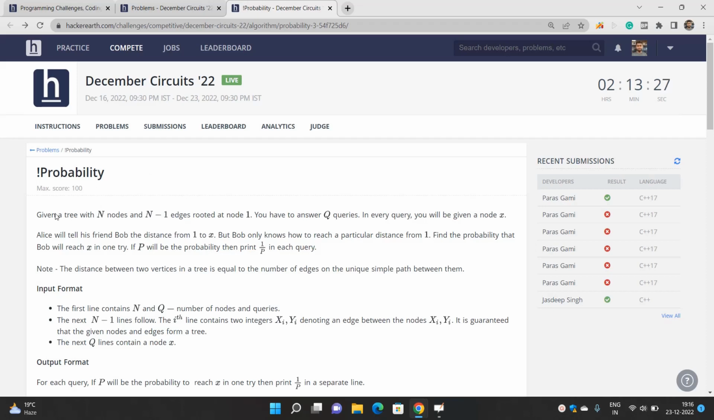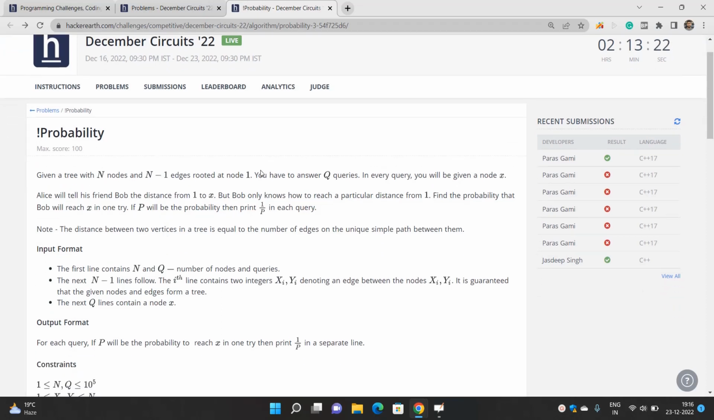So let's begin with this problem. Given a tree with n nodes and n minus 1 edges rooted at node 1. Also, you have to answer q queries. In every query you will be given a node x. Alice will tell his friend Bob the distance from 1 to x, but Bob only knows how to reach a particular distance from 1. So we need to find the probability that Bob will reach the node x in one try. If p is the probability, then we have to print 1 by p in each query.